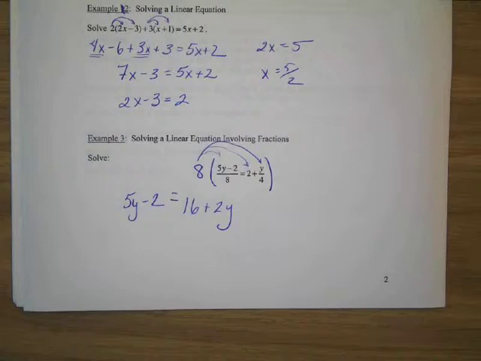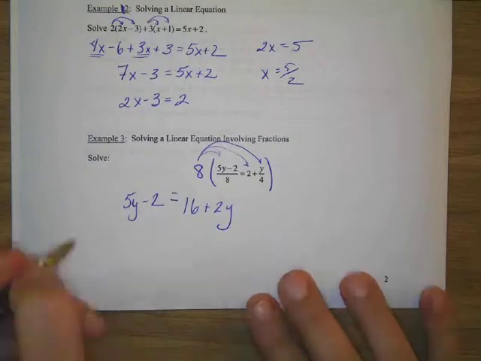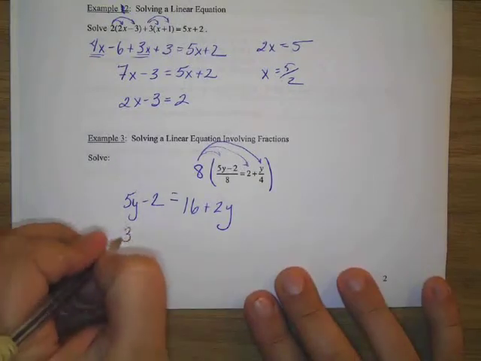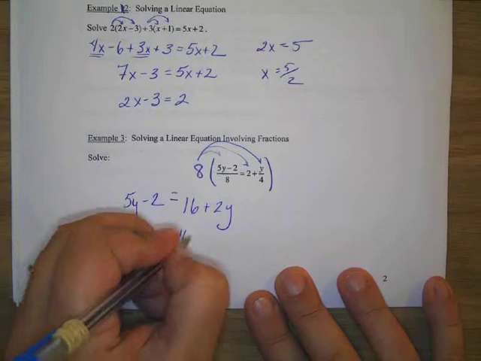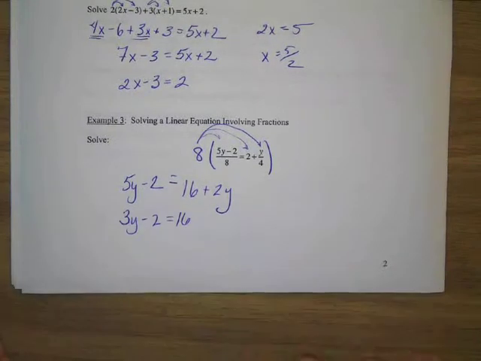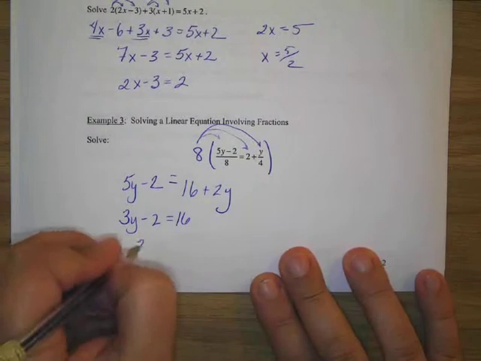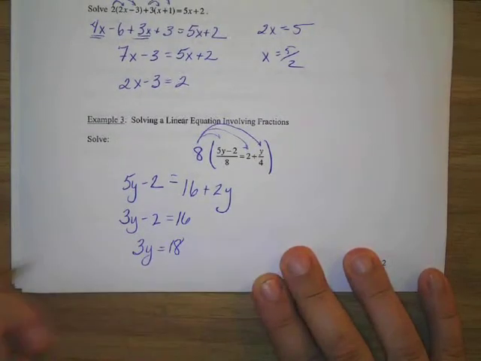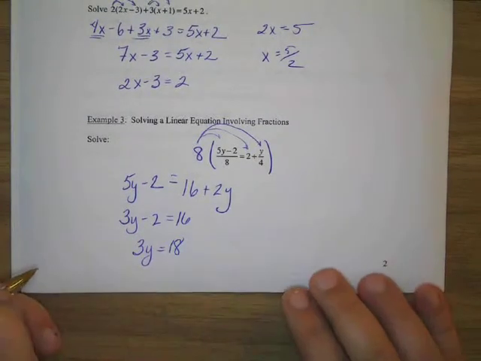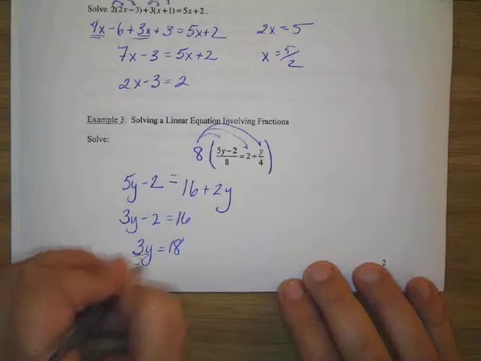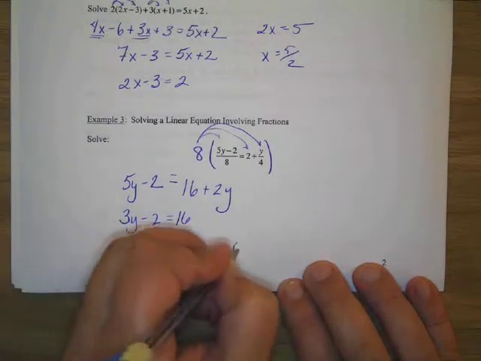And now it's just like the other equation we just already dealt with. Do you want to move the 2y or the 5y? 2y. So what do we have? 3y minus 2 equals 16. Then what? Okay, so 3y equals 18? Divide by 3. y equals 6.